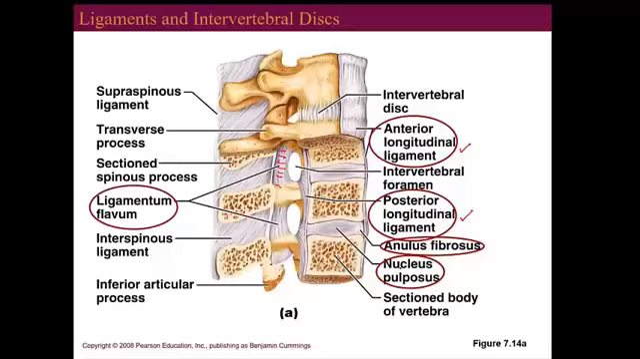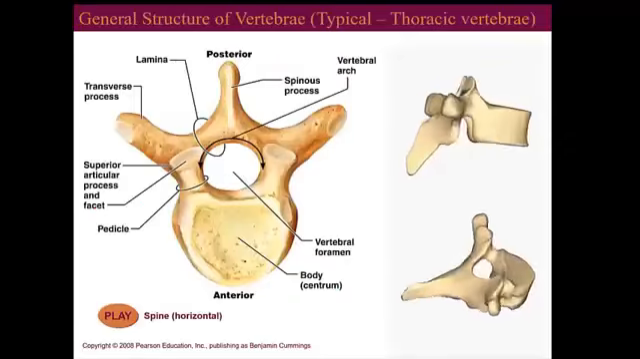If you take a look at the structures of the fibrocartilage, we have the annulus fibrosus that covers the nucleus pulposus inside. This is now part of your intervertebral disc, and that's actually made of fibrocartilage. That is the reason why our vertebral columns are stable, because of those ligaments and those intervertebral discs.